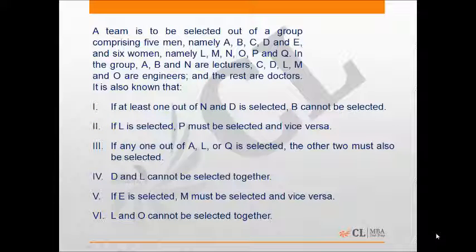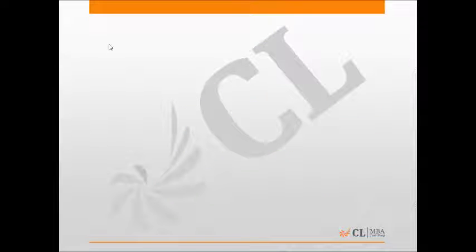This question gives information about 5 men A, B, C, D and E and 6 women L, M, N, O, P and Q and their professions. A team is to be selected out of these 5 people with the given restrictions. What we'll do, we'll first prepare a table with mentioning them as men and women.